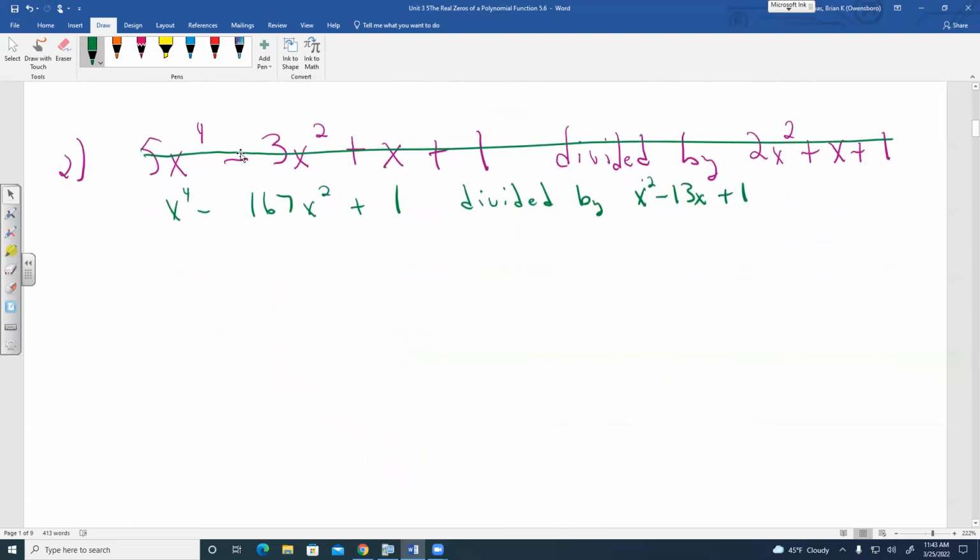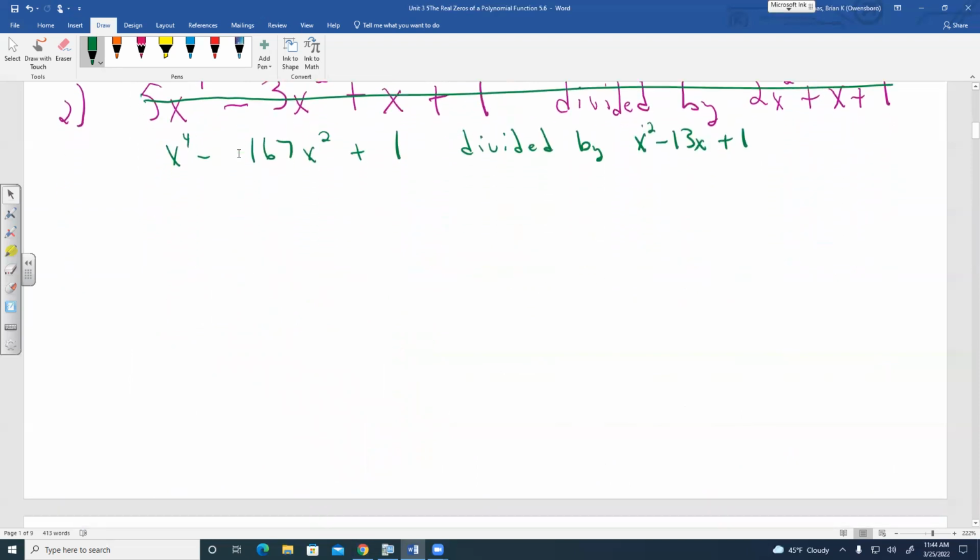So let's ignore the one I've got on your paper and look at this one instead. It has some crazier numbers too, but it's more like your homework. So the divisor again is going to be this x squared minus 13x plus 1, and I'm dividing into x to the 4th.